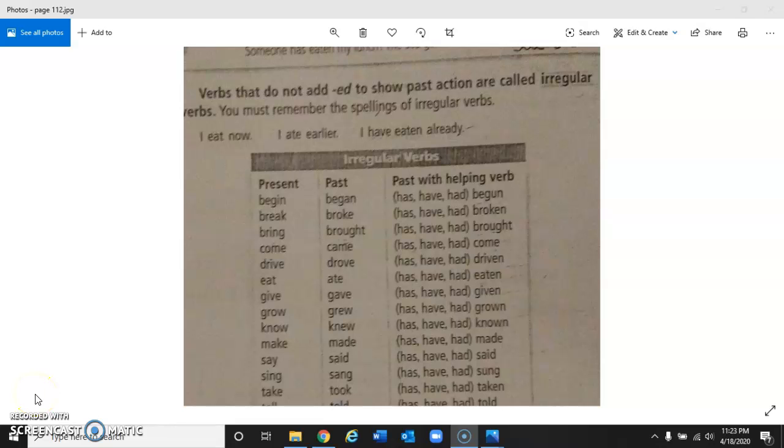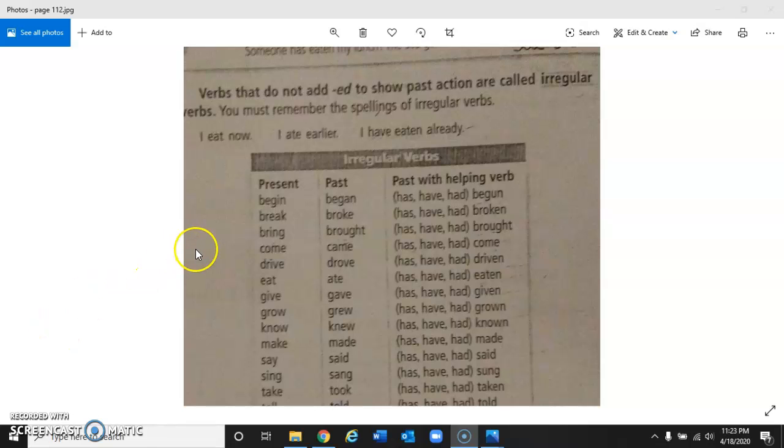Our English lesson today is about irregular verbs. You studied regular verbs before Easter. They are verbs that form the past tense by adding ed. Irregular verbs do not add ed when they form the past tense. You're just going to kind of have to memorize their spellings.